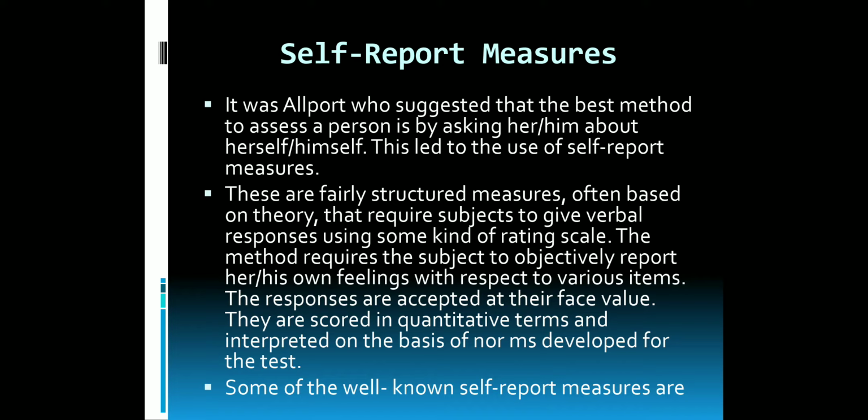It was Allport who suggested that the best method to assess a person is asking her or him about himself. This led to the use of self report measures. They are structured, they require verbal responses, right? On some kind of a rating scale, I have explained to you, right? The methods require the subject to objectively report his own feelings, right? The responses are accepted at their face value. They are scored in quantitative terms and interpreted on the basis of norms developed for the test.